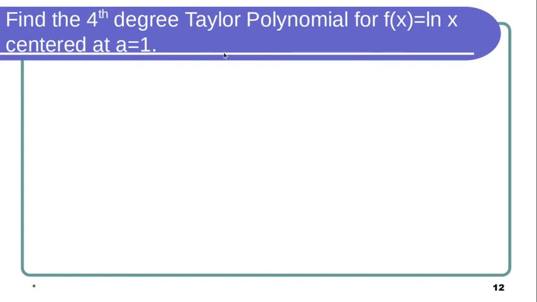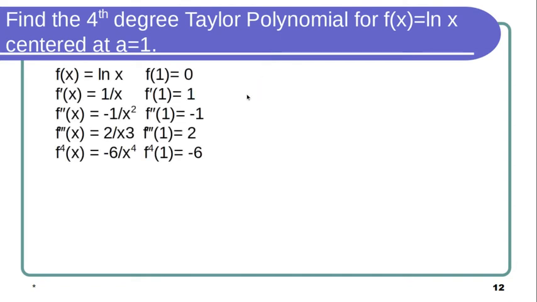We're going to go up to the 4th degree, which means we have to go up to 4 derivatives. So I like to keep this table of our function, ln of x. First derivative is 1 over x. Second derivative, using your power rule, is negative 1 over x squared. Third derivative is 2 over x to the third. And then our fourth derivative is negative 6 over x to the fourth. And we're going to evaluate all these derivatives at the center, which in our case is 1.